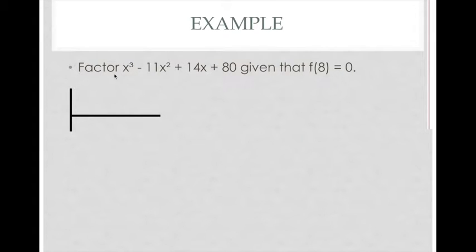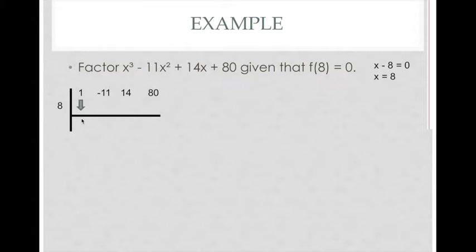Okay, so this says factor x to the third minus 11x squared plus 14x plus 80, given that f of 8 equals 0. So remember, f of 8 equaling 0 is the same as x minus 8 equals 0. So we need to put down each one of our coefficients inside of our synthetic division box, and that 8 is going to go on the outside.